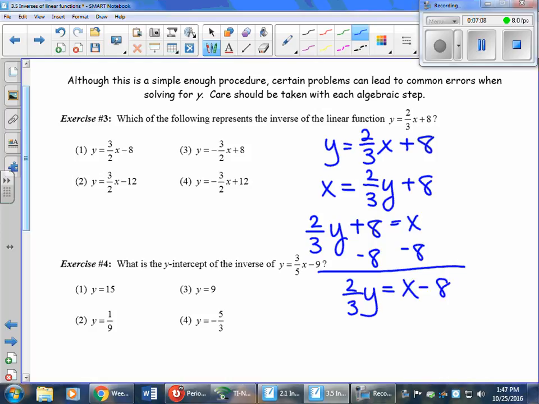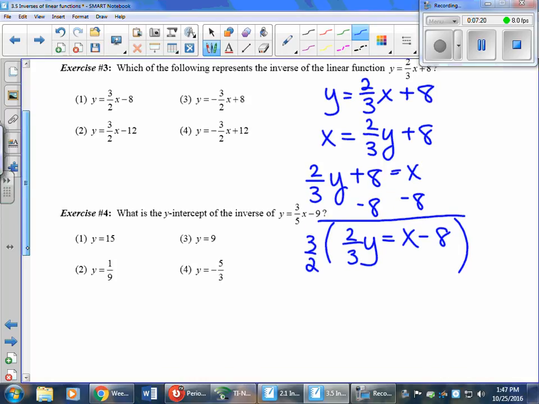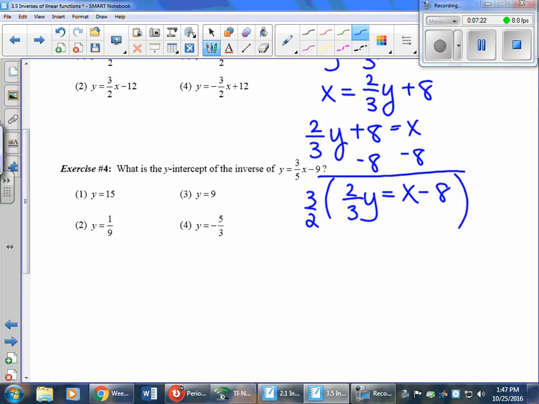2/3 y is equal to x minus 8. And now we're going to multiply through by 3, right? So if you multiply through by 3, or you can multiply through by 3 over 2, lots of different ways to approach this question, all right? So when you do this, this becomes y is equal to 3 over 2x, and when you multiply 3 over 2 times 8, you get minus 12. So the correct answer is right here at number 2.